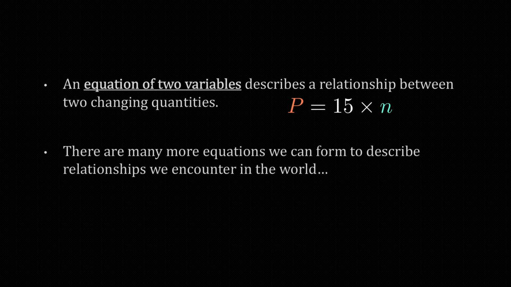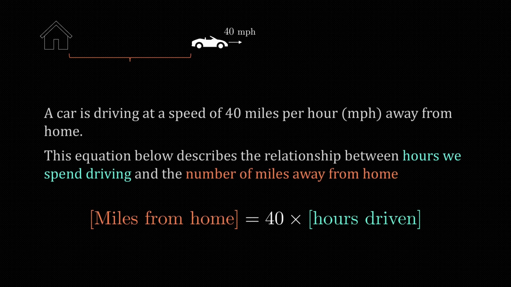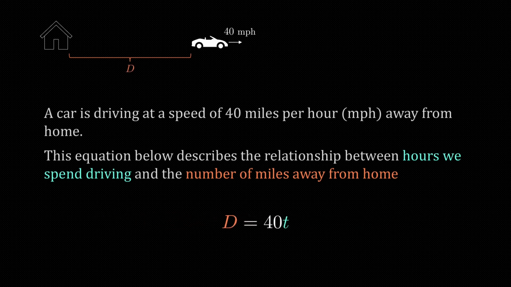Let's take a look at a couple more scenarios to better grasp how we can use variable equations to talk about the world. Suppose that we're driving along a freeway, and we leave our home driving at 40 miles per hour. This equation below describes the relationship between the hours we spend driving and the total number of miles between us and home. Distance from home is equal to our speed of 40 miles per hour multiplied by the number of hours driven. And here it is in terms of variables.